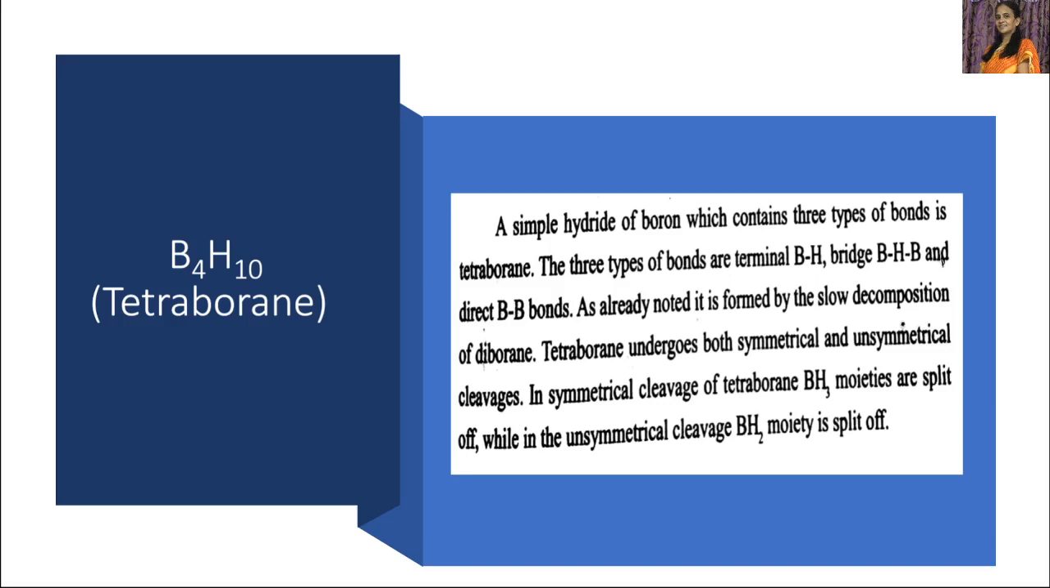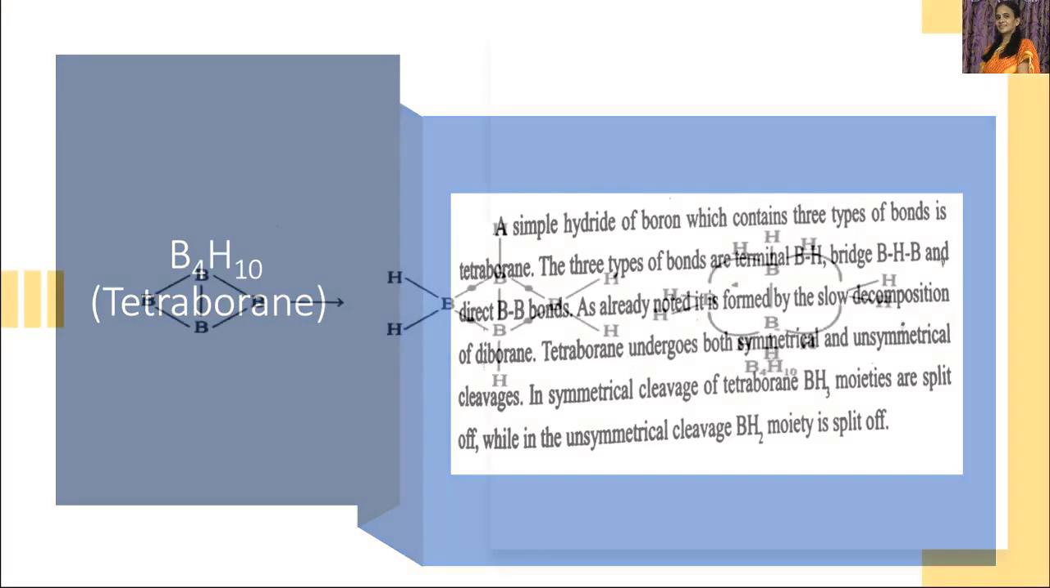That is, tetraborane is obtained by the slow decomposition of diborane. This we have discussed in the properties of diborane. Now, tetraborane undergoes both symmetrical and unsymmetrical cleavages. In symmetrical cleavage of tetraborane, BH3 groups or moieties are obtained, while in unsymmetrical cleavage, BH2 moieties are obtained. So, in symmetrical cleavage, BH3 groups are obtained, and in unsymmetrical cleavage, BH2 groups are obtained, in the case of B4H10.